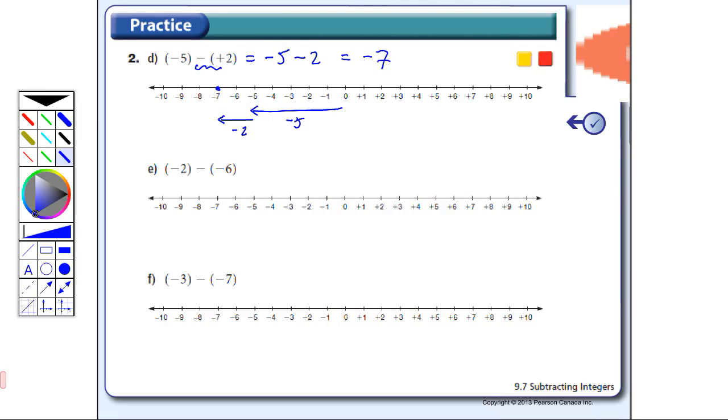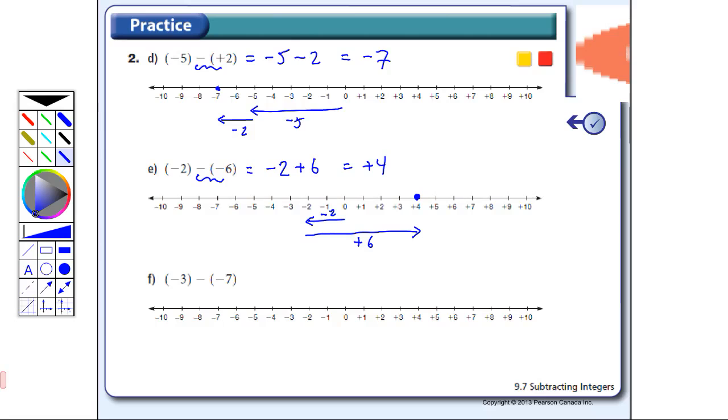E, we start at minus 2. I'm going to rewrite my question as minus 2. Now I have a minus minus, so I'm going to be adding 6. So this time I'm going to go to the right, 2, 4, and 6, which will leave me at positive 4. Right, so I did minus 2, and then I'm actually going to add 6.